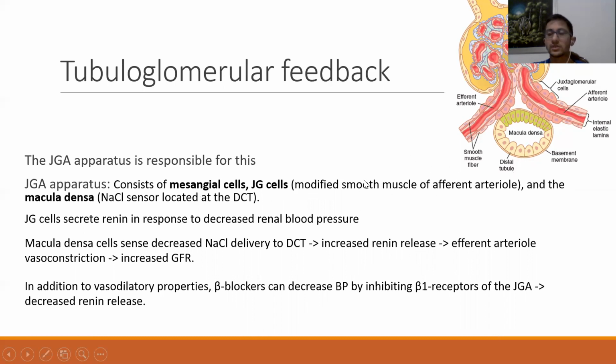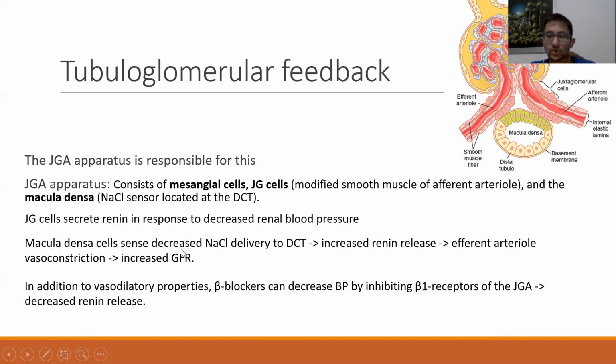As we saw in the earlier histological picture, it's all tightly organized, all really close to each other. And there are the mesangial cells, the JG cells, and the macula densa. The macula densa over here is particularly important because it has a sodium chloride sensor. And the juxtaglomerular cells are the ones that secrete renin in response to the decreased renal blood pressure.